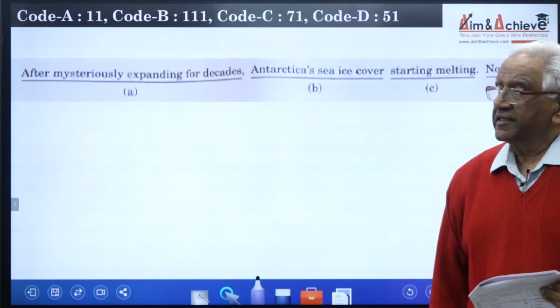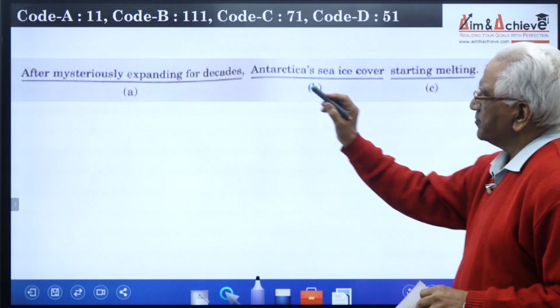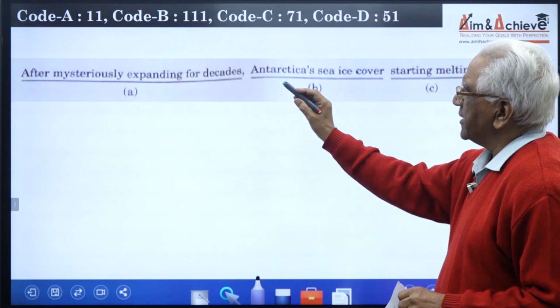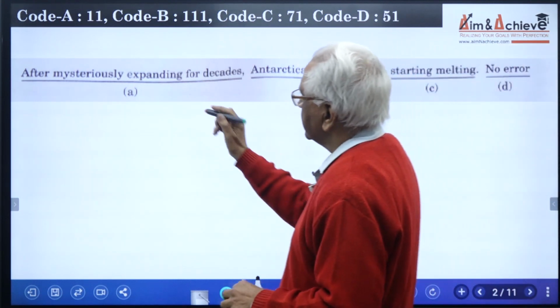The first sentence here is, after mysteriously expanding for decades, Antarctica's sea ice cover starting melting. If you see these 4 parts, part A, after mysteriously expanding for decades, there is nothing wrong with this. That means this part is right.